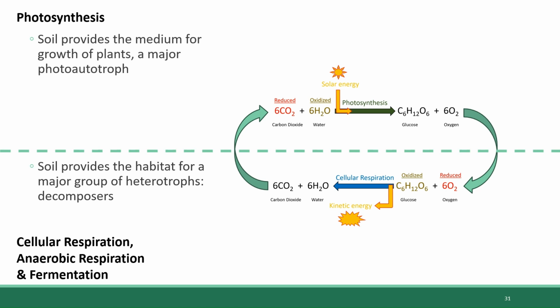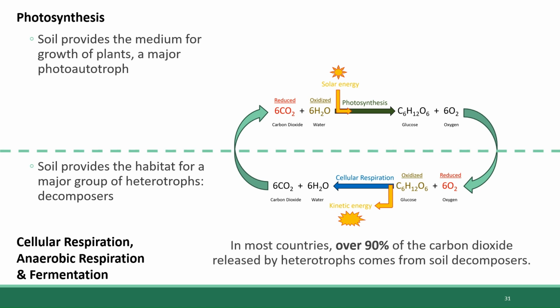the atmosphere. And the significance of the role that decomposers play in this half of the carbon cycle really cannot be understated. In most countries, over 90% of the total carbon dioxide released from heterotrophs comes from decomposers in the soil. Less than 10% comes from the carbon dioxide that is exhaled by humans and other animals. And over 90% of the carbon flowing back out into the atmosphere comes from decomposers in the soil. So soil makes a huge contribution in the carbon cycle in this way.